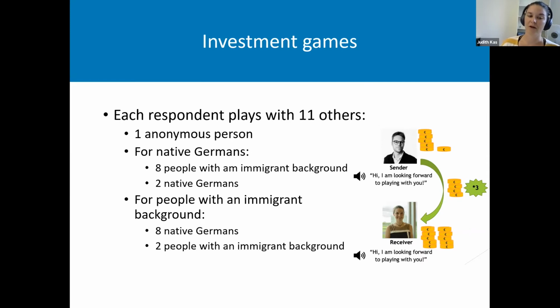And then the composition of the games differs for native Germans and for people with an immigrant background. So native Germans play with 8 people with an immigrant background and with 2 native Germans. And people with the immigrant backgrounds play with 8 native Germans and 2 people with an immigrant background.